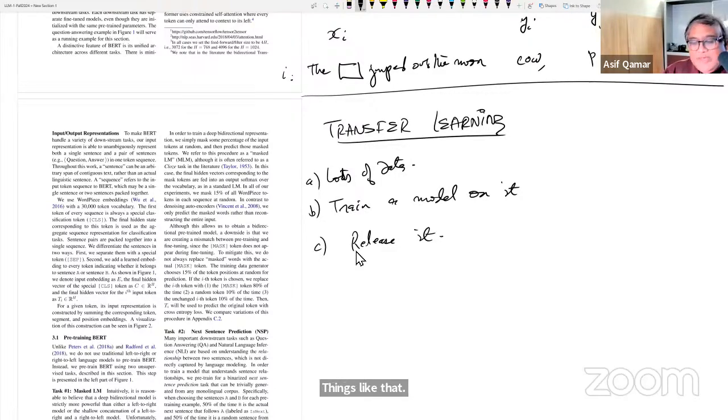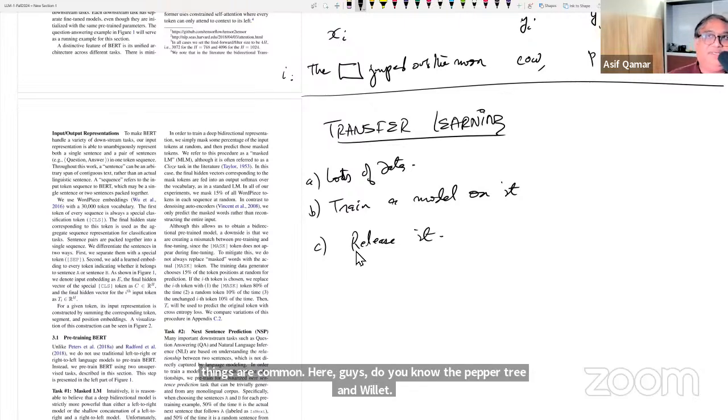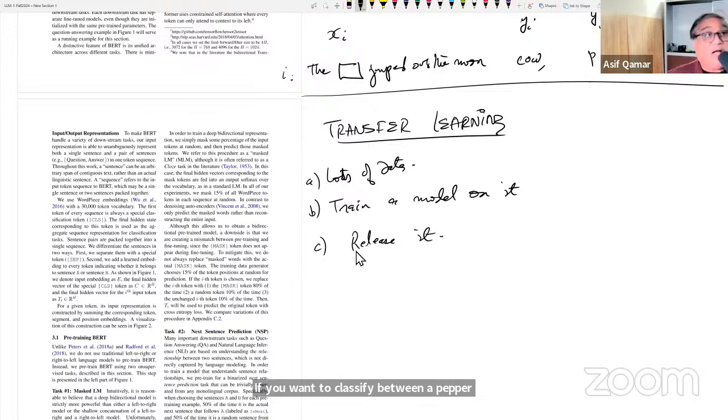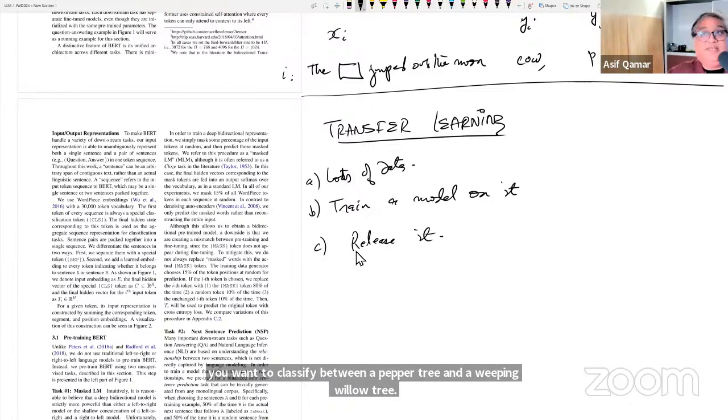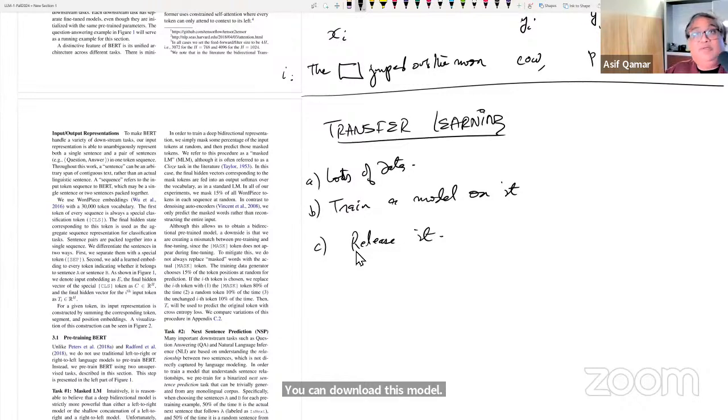Classification task. When you could do that, then what people would do is they would take such a model, and suppose they want to instead use it to specifically tell two things apart. I'll take a special use case. They want to tell whether they are looking at a weeping willow tree or a pepper tree. Those things are common here, guys. Do you know the pepper tree and weeping willow tree? If you want to classify between a pepper tree and a weeping willow tree, you can download this model and just use it out of the box. And it may do very well.